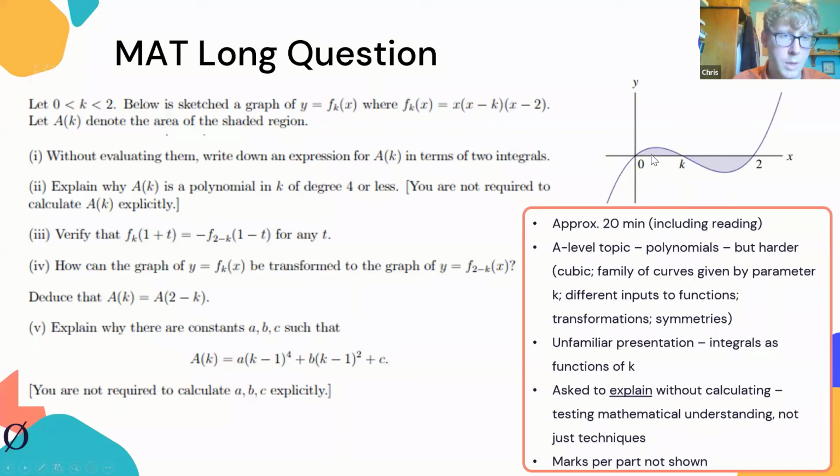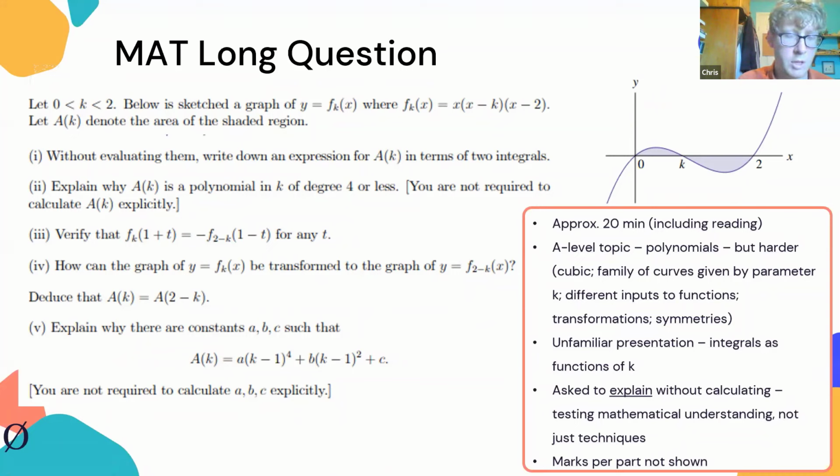And in a lot of these parts, if we look at part 2 and part 5, what you're asked to do is explain why, and at the end, it says you're not required to calculate something explicitly. So what they're looking for there is a short explanation in words that demonstrates your understanding of what's going on at a deeper level, rather than just doing a bunch of working out. And if you did do a bunch of working out, you'd just waste your own time.